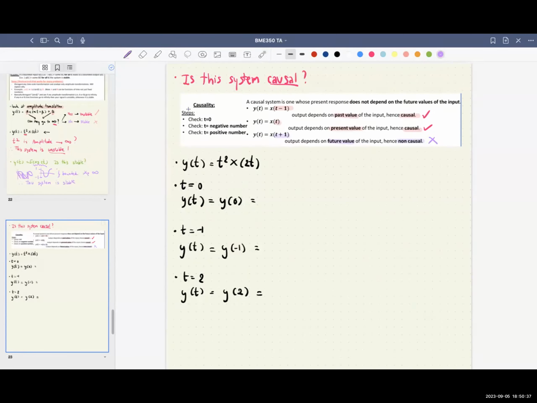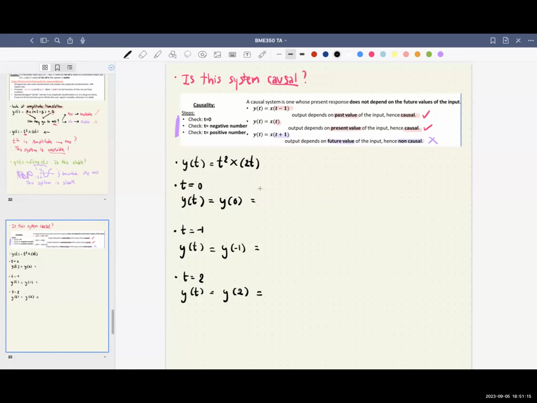The way that we can check the causality of the system is to check in these three scenarios. We can check when t is 0, when t is a negative number, and when t is a positive number. Okay, let's do this together, everyone. Let's check the first step then. Can anyone help me here? Fill in here. What is y(t) going to be when t is 0? So what is y(0) going to be here?